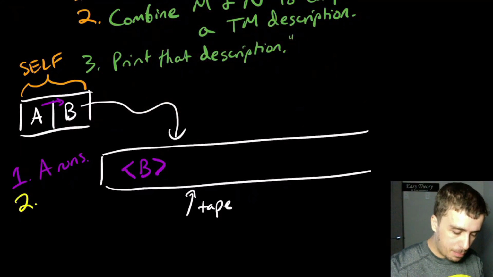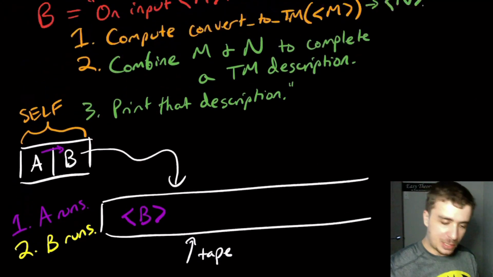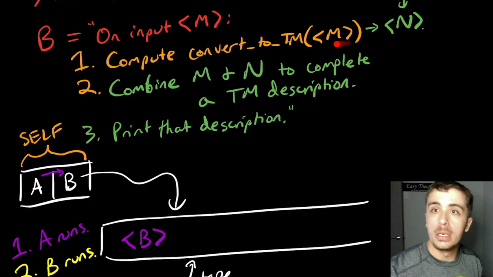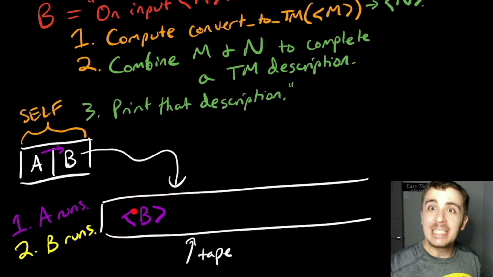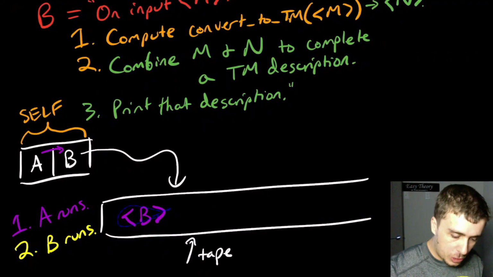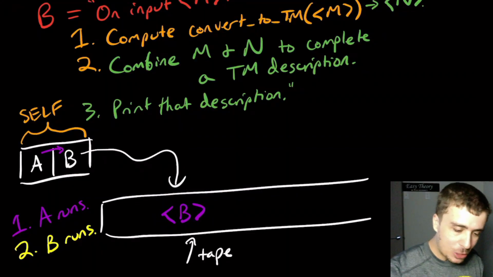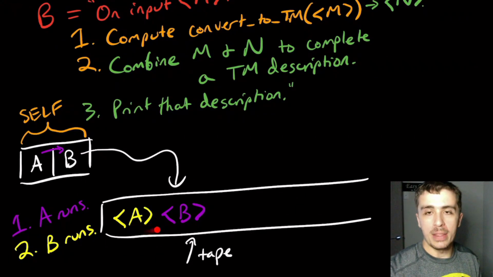Now the machine B runs. So what's going to happen here? Well, by definition, what it's going to compute is the convert to Turing machine function of the input. The input is this B machine right here, and that's defined to be A. So convert to Turing machine of B is defined to be A. So the B machine's going to move over, and we're going to have the computed thing right here, which is A, written on the tape.